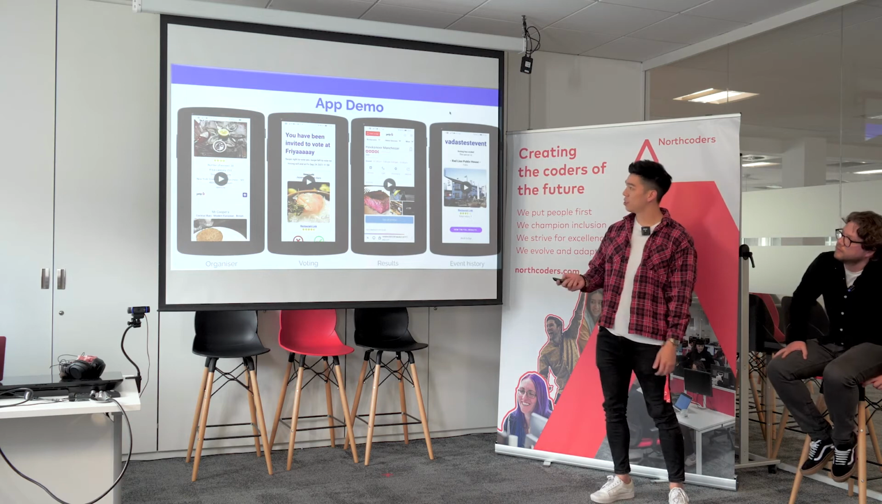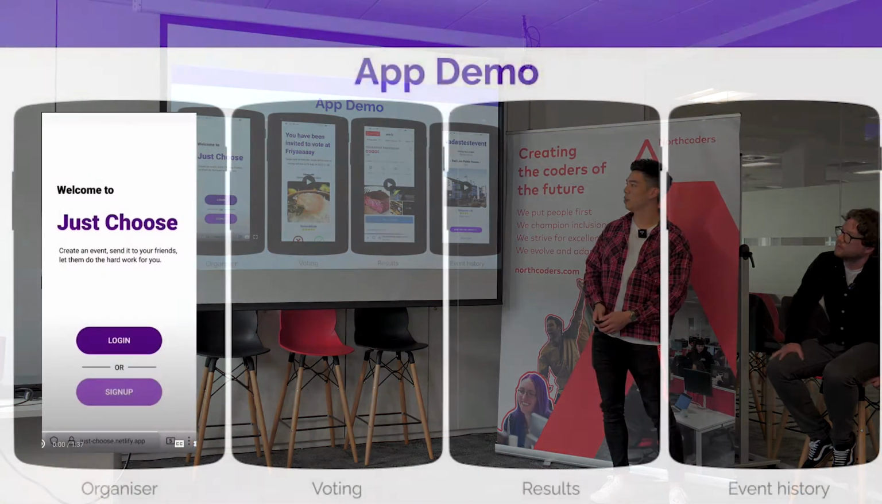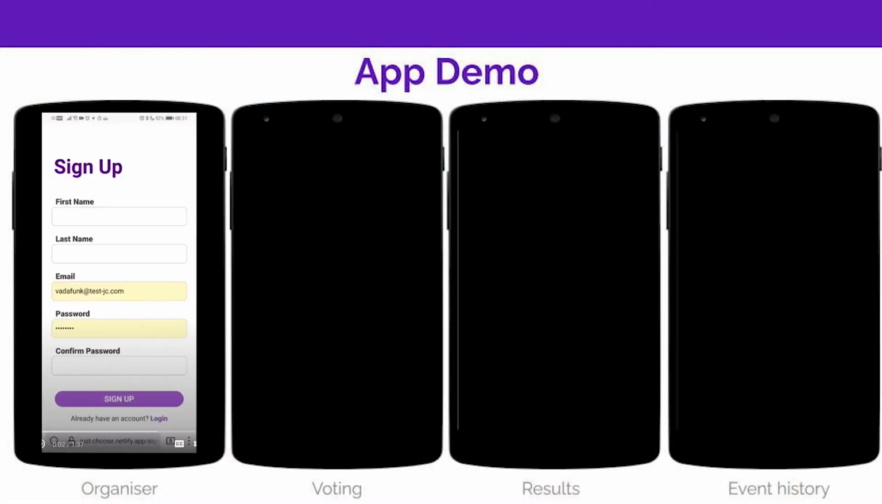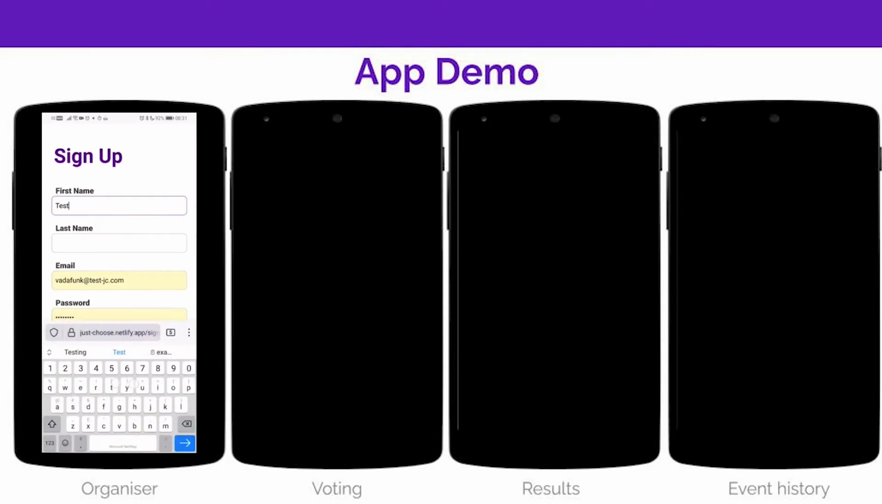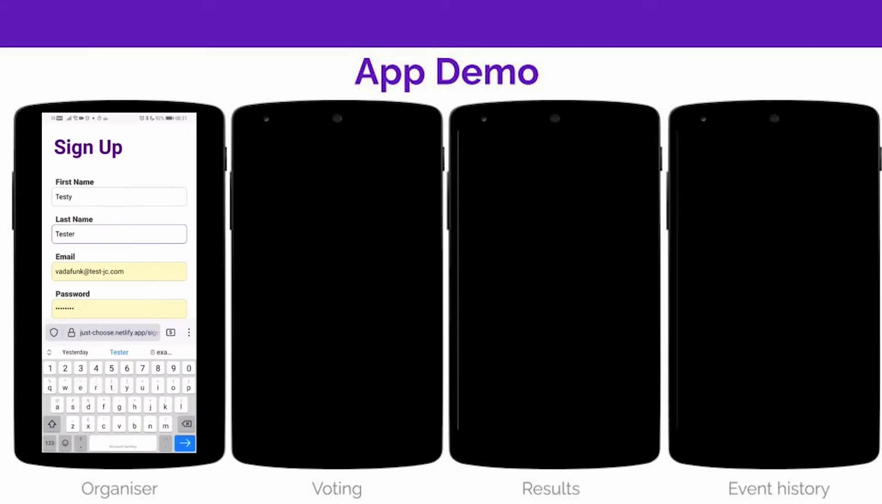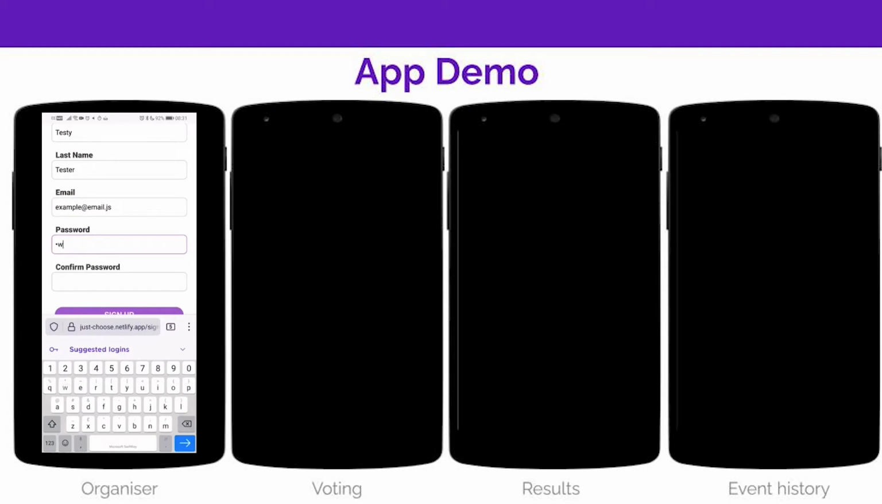So this is the app, Just Choose. It's going to take you through a demo. When you first go on the landing page, you'll be prompted to enter some details. We try to make it as simple as possible because let's face it, nobody likes filling in forms. All we take is your first name, last name, email, and password, just the usual stuff. Then you can register and your account will be stored in the database.